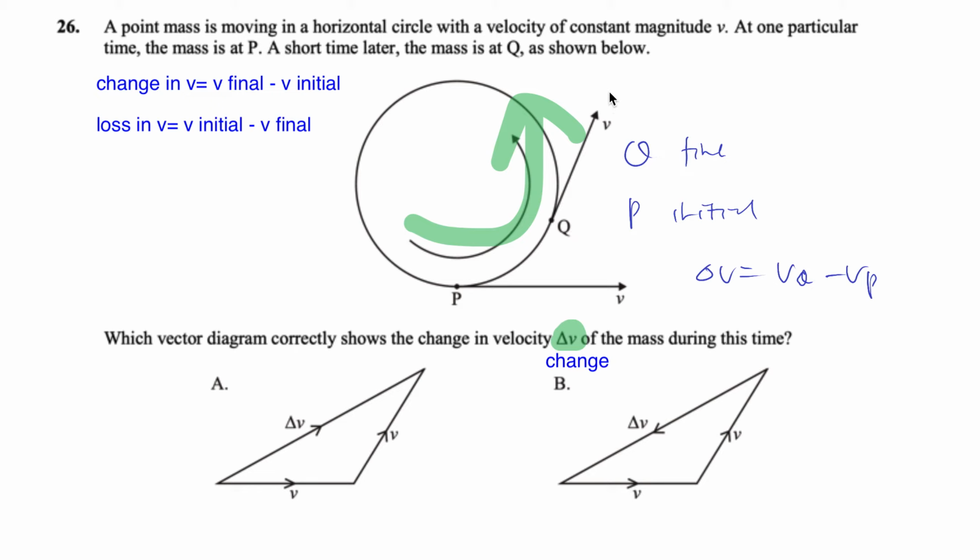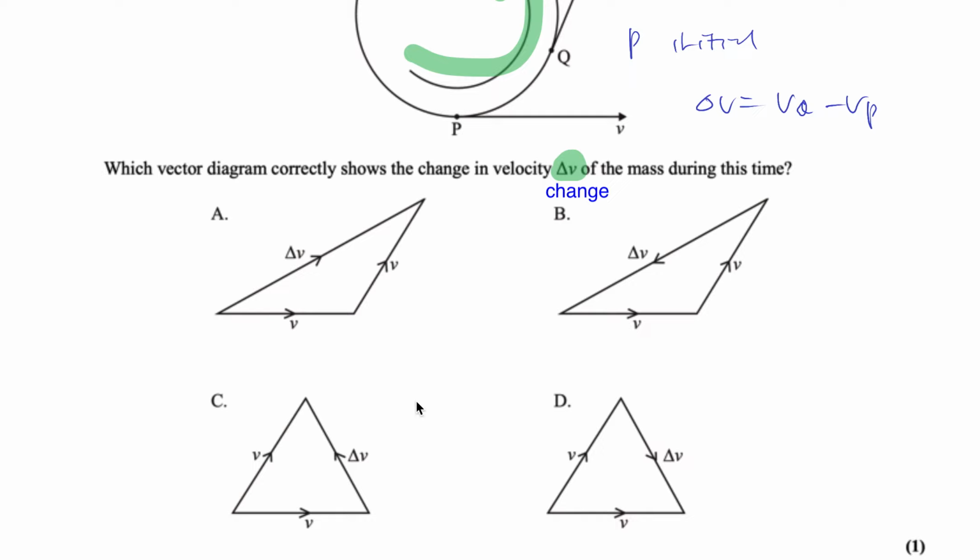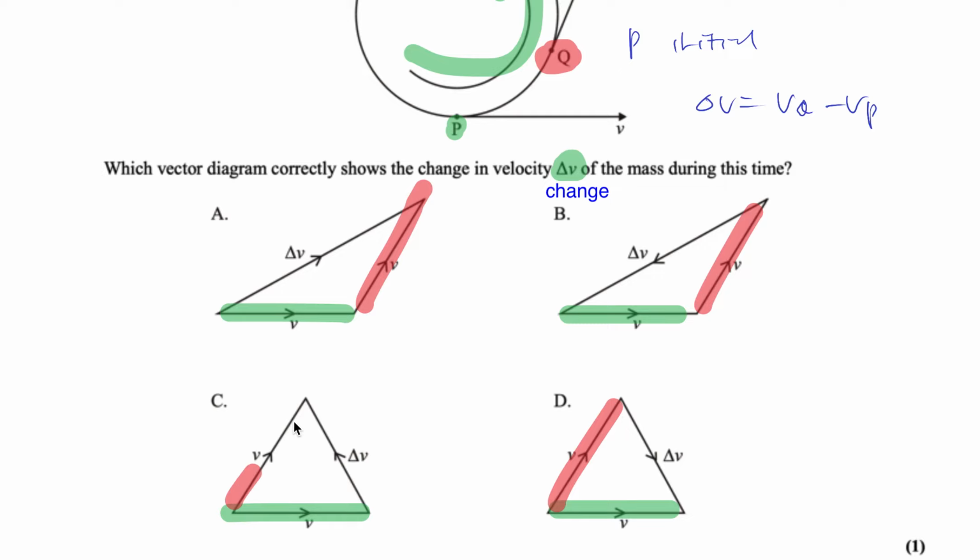So VQ is going in this direction and VP is going in this direction. Okay, so they give you the same P and Q. This is always P, P here, this is P, this is P, this is also P. So these are the four P's. And then they also give you a Q. So this is Q, this is Q, this is Q, this is Q.